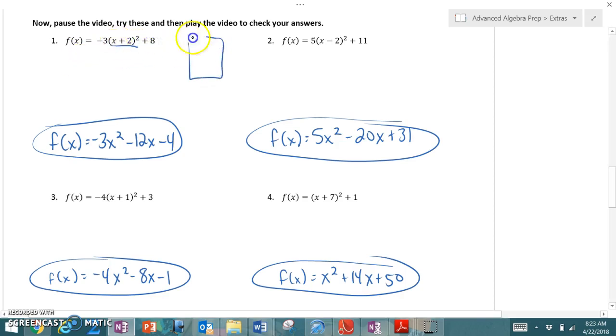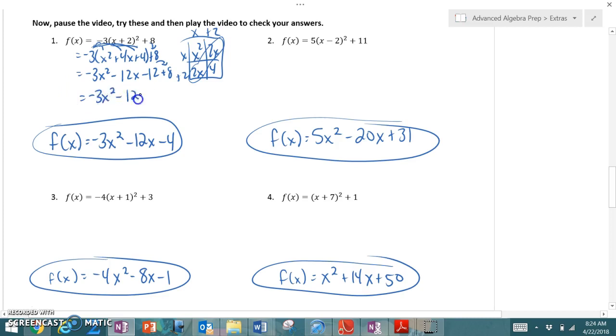Okay, so let's look at number 1. Again, the first thing I would do is the x plus 2 squared. When I have a problem like this, I just do it kind of off to the side. I get x squared, 2x, 2x, and 4. So my next step becomes negative 3, x squared plus 4x plus 4. Bring down the plus 8. Okay, so I did these, brought this down, and brought this down. Next step, I distributed. So I had negative 3x squared minus 12x minus 12. Brought down the plus 8. And then that got me to adding like terms, which is negative 3x squared minus 12x minus 4 when I add these together.